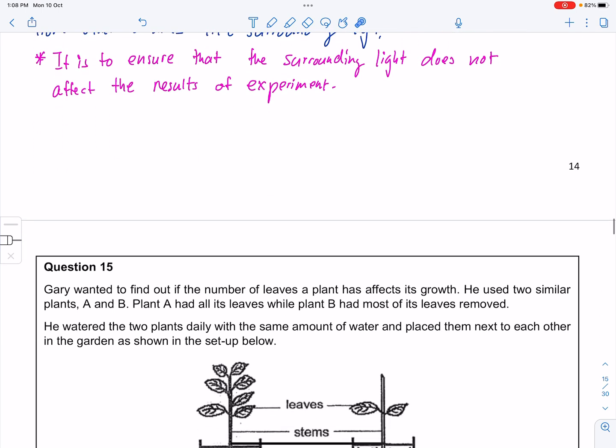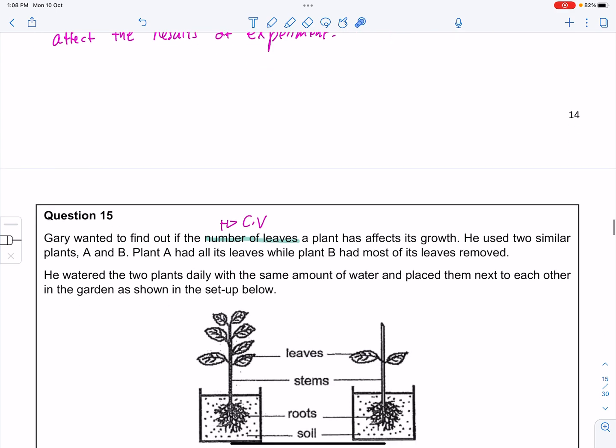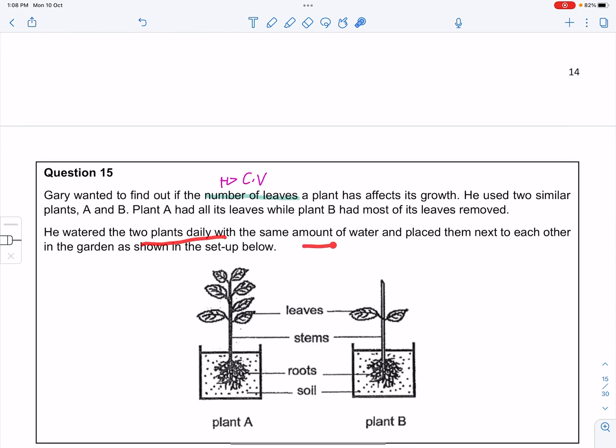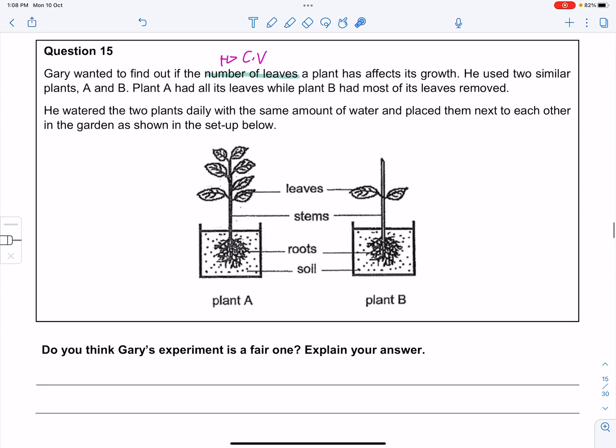Okay, question 15. Gary wanted to find out if the number of leaves in the plant has affected its growth. So this straight off the top is your change variable. He used two similar plants A and B. A had all its leaves while B had most of its leaves removed. He watered the two plants daily the same amount of water and placed them next to each other in the garden as shown below. Okay, do you think Gary's experiment is a fair one?